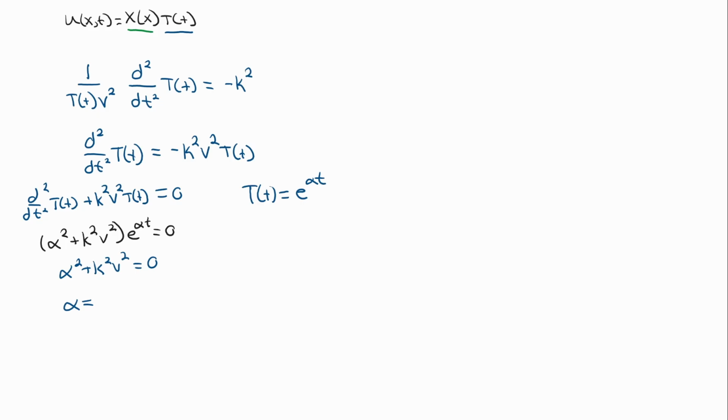And we'll get alpha is going to be equal to plus or minus i k v. This is going to be the coefficient in front of our t for our trial wave function. And again, since we have two solutions, this means that we're going to have a linear combination of these two solutions, where we have c1 times e to the i k v t plus c2 e to the negative i k v t.